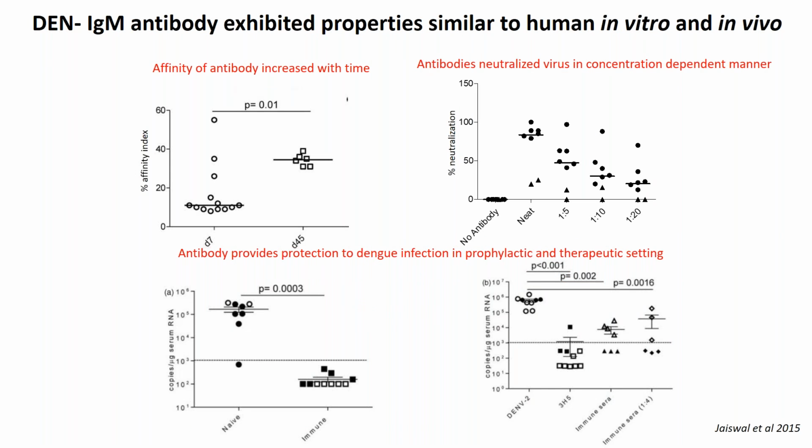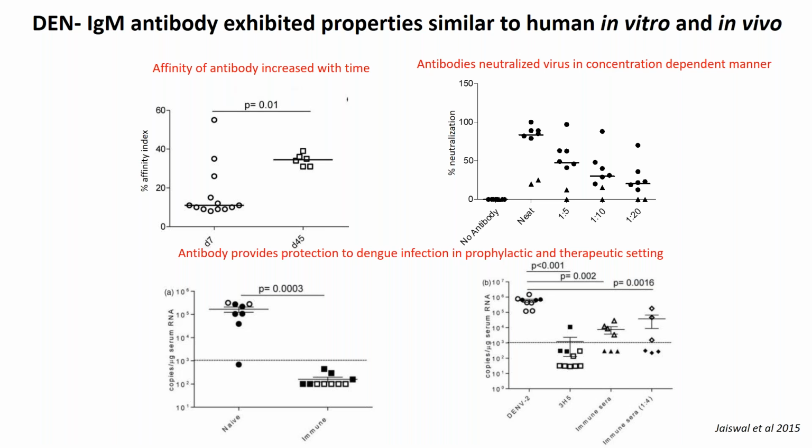As I mentioned before, the only antibody generated in these animals was IgM. Although the antibody was IgM, it exhibited properties very similar to what we see in humans, both in in vitro as well as in vivo assays. The top panel is an in vitro assay, where on the left side is a measurement of affinity index. The antibodies isolated at day 7 post-infection, which is an acute time point for a viral infection, had a far lower affinity index compared to the antibodies isolated at day 45, which is a memory phase for viral infection. This phenomenon is very similar to what we see in human patients. Similarly, these antibodies were capable of neutralizing dengue virus in a cell-based in vitro assay shown on the right, and this neutralization was dependent on the concentration of antibody.